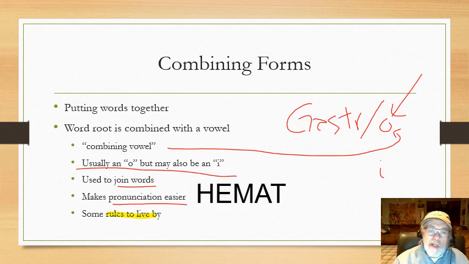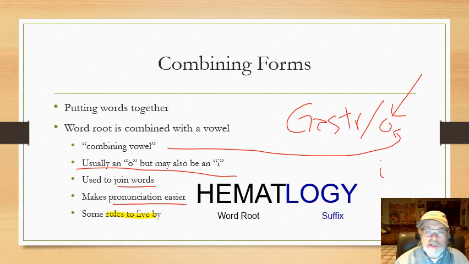Okay. Let's look at this word hemat. Hemat is a word root that, like we talked about, means blood. So hemat means blood. Now I have a word root. What does this mean? I always have to have a suffix. So let's add a suffix. Logi. Logi, like I mentioned, is a suffix that means the study of something.